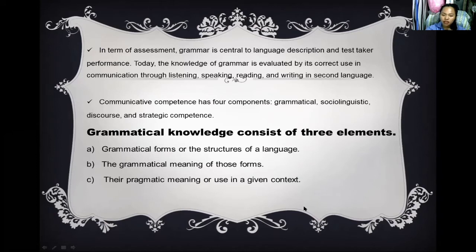Okay, communicative competence. It has 4 components: the grammatical, sociolinguistic, discourse, and strategic components. So those 4 or 3 slides are just additional to my topic, for every one of us to know how important grammar is, and also what grammar is, and also the reason why as teachers we must assess our students' grammar skills.